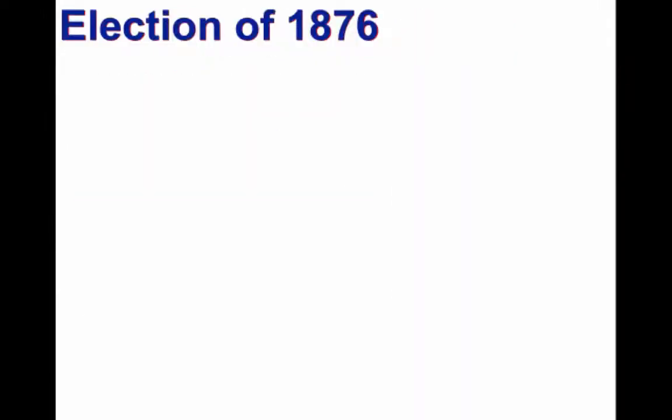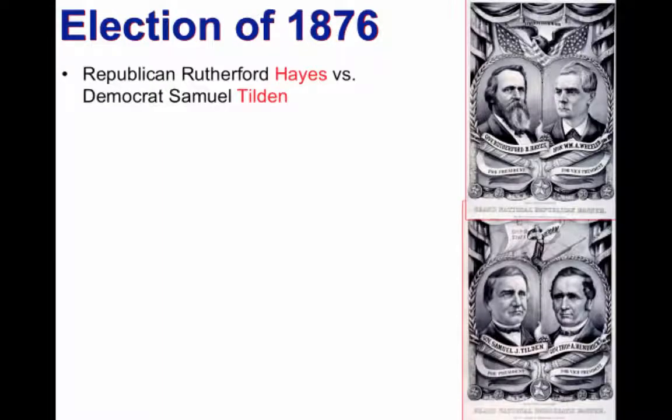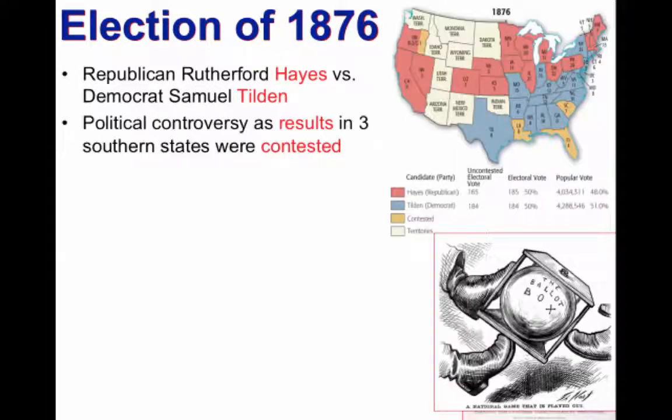Well, after two terms as president, there's another election, and this is the election of 1876. Grant's gone. The Republicans turn to Rutherford B. Hayes, and he's running against the Democrat Samuel Tilden. And this is a very important election because there is a political controversy. In three of the states, the returns are contested, and they all happen to be in southern states. And there's a big controversy as to whether it's going to be the Republican, Hayes, or the Democrat, Tilden, to take the White House.